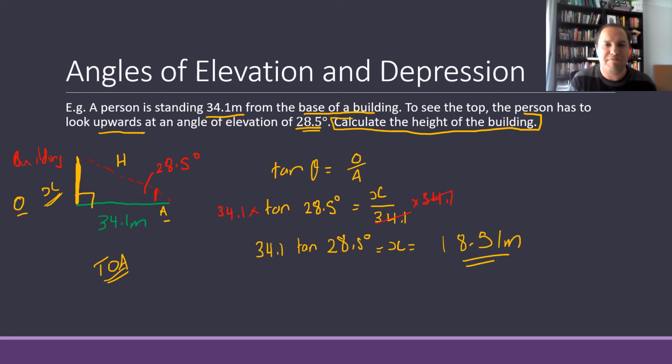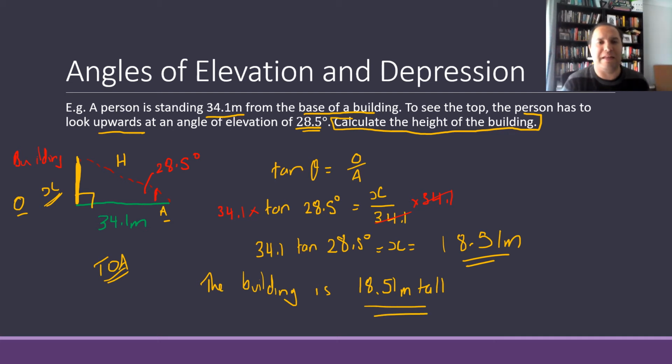meters. Writing our sentence to explain our answer to the original question. The building is 18.51 meters tall. And there's our angle of elevation problem done. The key step there, students, is making sure you can draw your right angle triangle and include all of the information you've got there from the question.